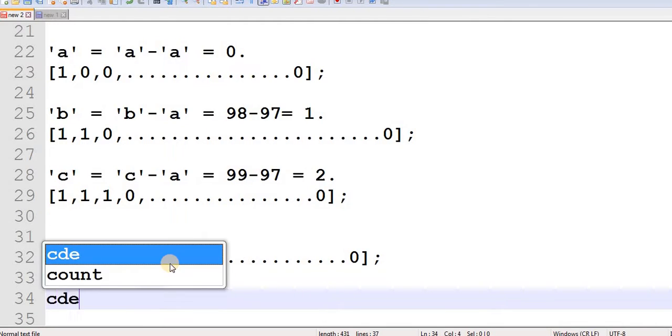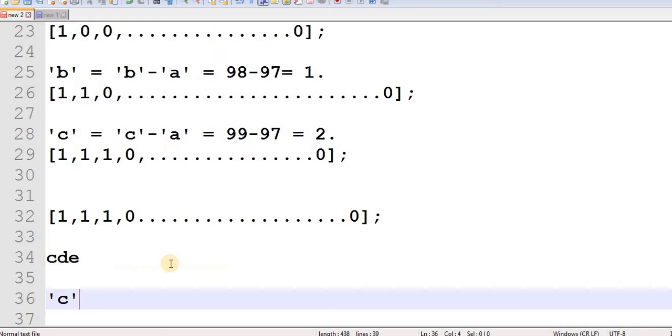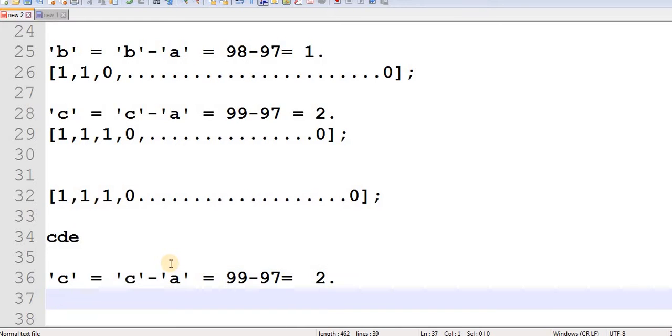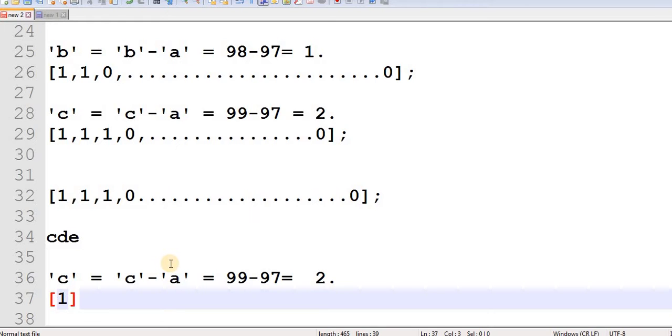The second input string is CDE. Now the first character in the CDE is C. So the index obtained would be C minus A, that is equal to 99 minus 97, that is equal to 2. So for the second input string, instead of incrementing the count, we are going to decrement the count. That is the logic here. So at index 2, instead of incrementing the count, I am going to decrement the count. So it would be 1 comma 1 and 0 0 and so on, followed by zeros.